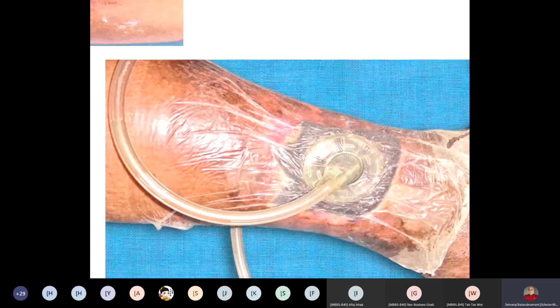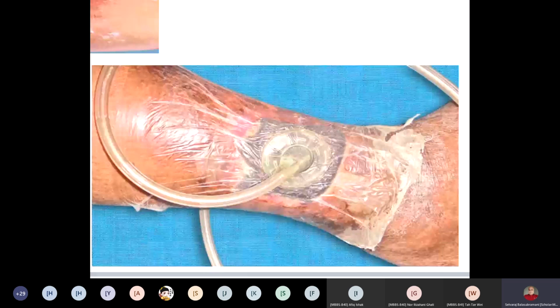What do you have to do? There is a big ulcer, no? In that area you have to do a wound debridement. After wound debridement, the ulcer will become very deep. That deep area, you can fill it with a foam dressing.